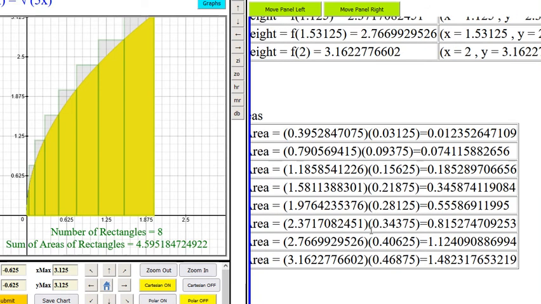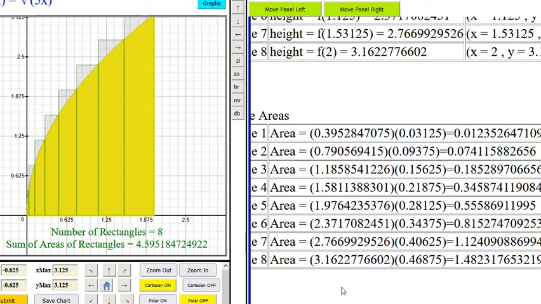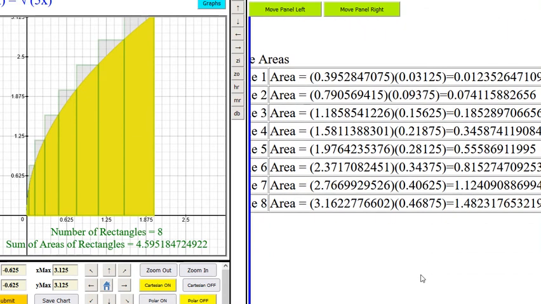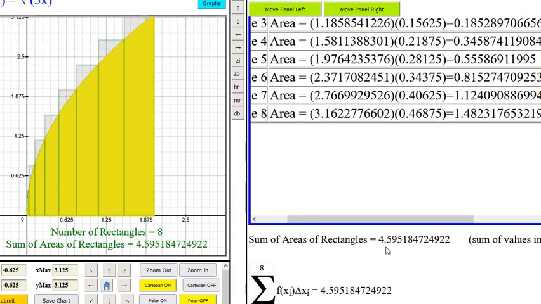And then the areas would be just the width of each rectangle times the height. And so here's the area of the first rectangle, the second rectangle, the third, and then all the way up to the 8th rectangle. And then what we do is we add these areas together, and we will get a number of 4.595184. And so the shaded region has an area of approximately 4.59.